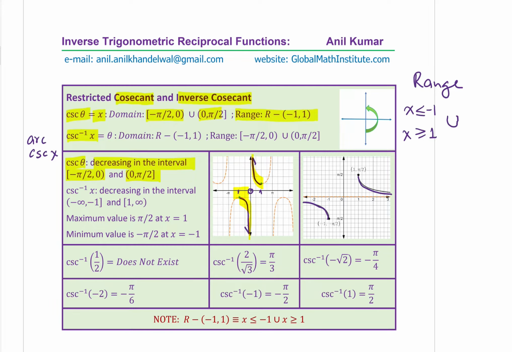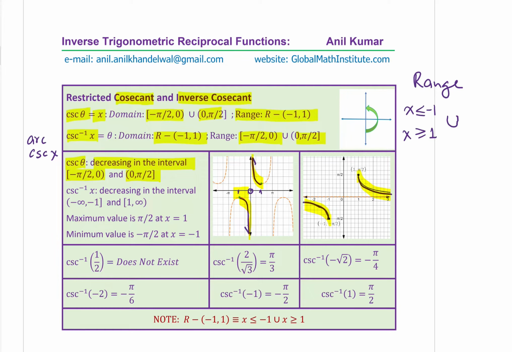The value returned will be the angle in radians. So always theta, the angle, will be in radians. Now for this particular function, the domain will be all real numbers except for those between minus 1 and 1, and the range will be from minus pi by 2 to 0 and 0 to pi by 2. The function is shown here in this other diagram.